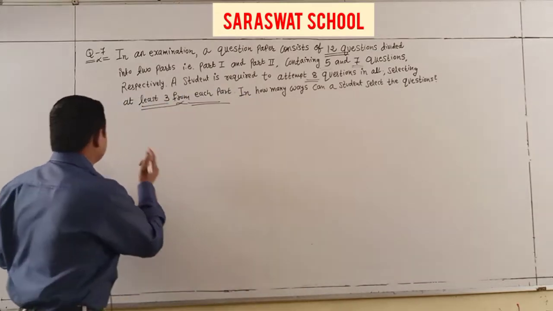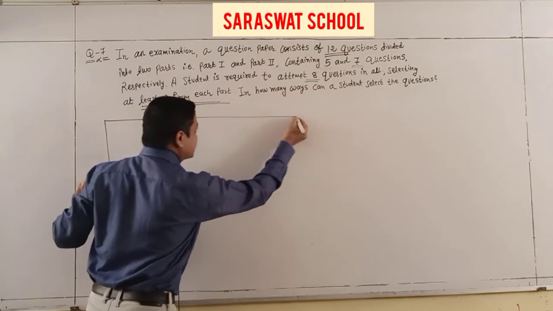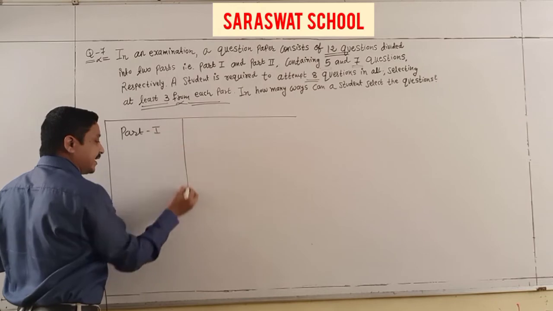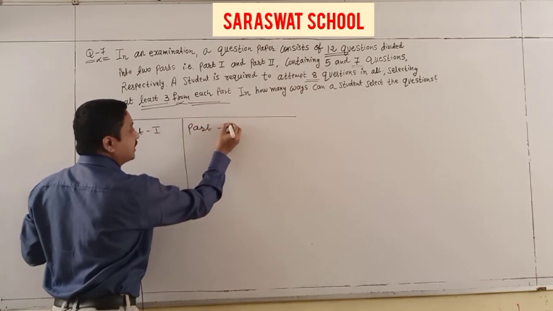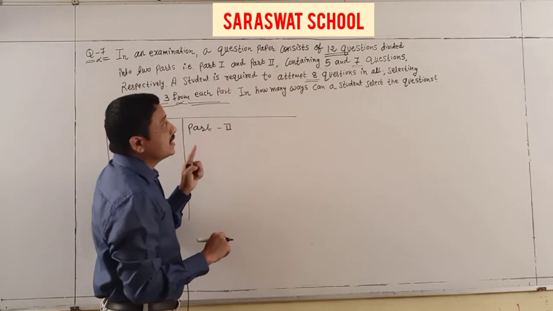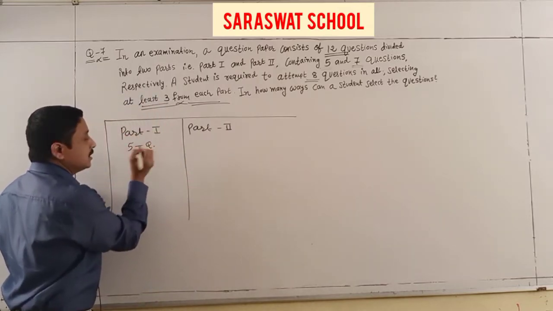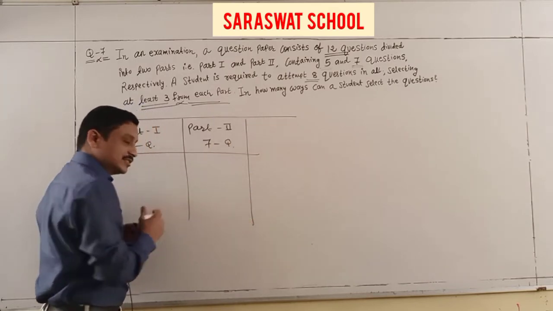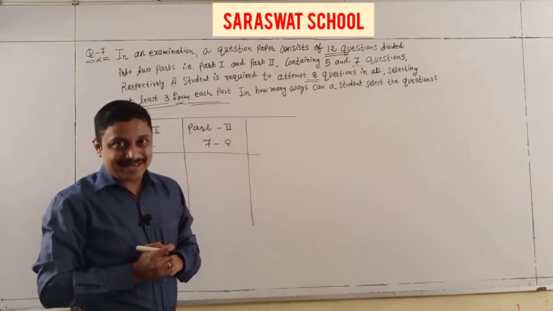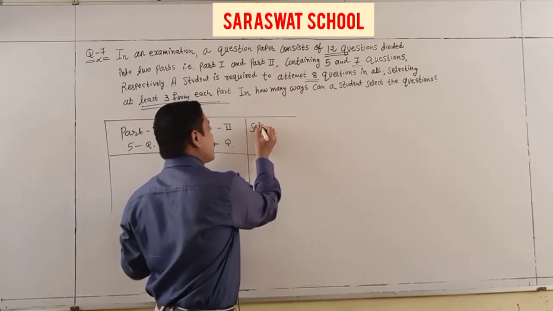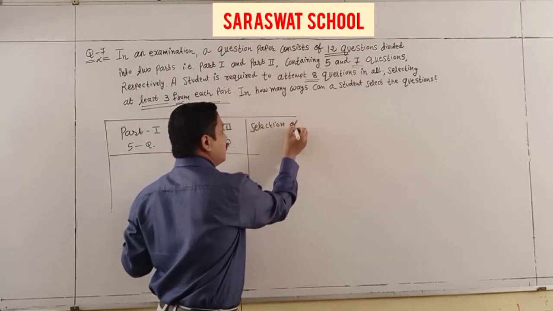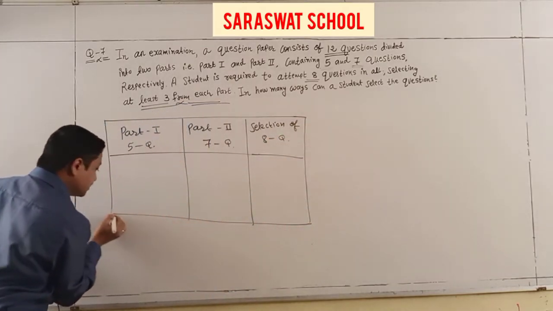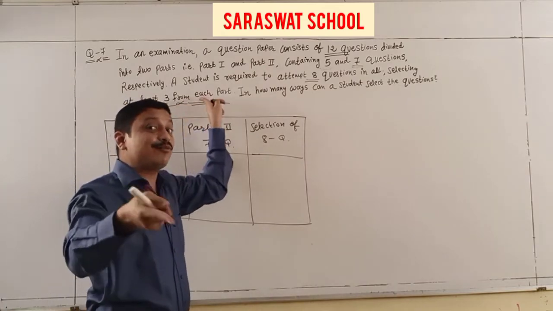So students, I make a table before starting this sum. Write part 1 first and part 2 second. Part 1 has 5 questions, and part 2 has 7 questions. A total of 12 questions are distributed in part 1 and part 2, and here we select 8 questions. That's the question.